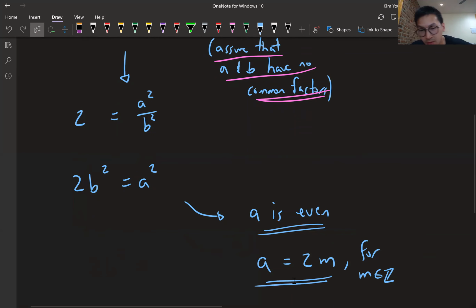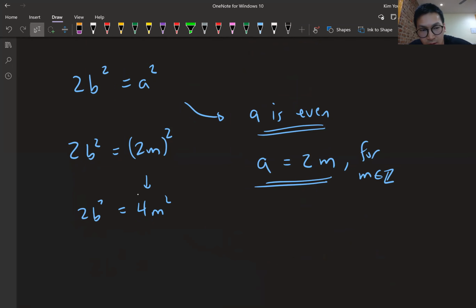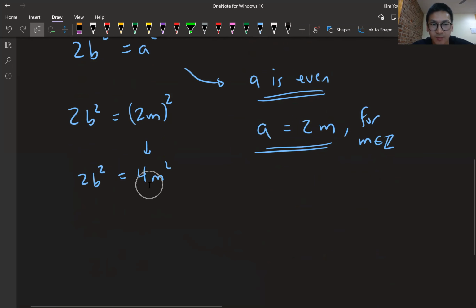And what I'm going to do now is make a substitution into this equation. That's why I wrote it on the side. If a is equal to 2m, then I can substitute that here. And then this implies that 2b squared is equal to (2m) squared. And then you simplify the right-hand side and you get that 4m squared is equal to 2b squared. And then you divide both sides by 2, and you get that b squared is equal to 2m squared.